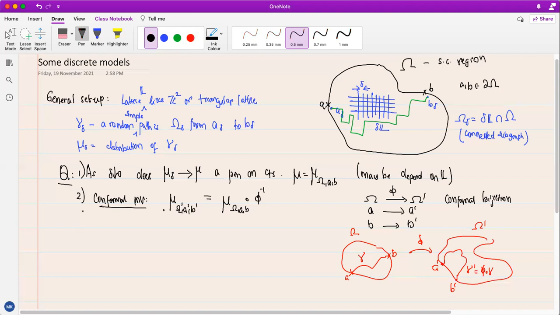So that is a big question, and it is expected to hold. The reason I am writing it is all these are only questions. Of course, if such a thing exists, this mu is called a scaling limit of these mu deltas. Scaling because we are scaling down the lattice. Okay, it's delta times L.